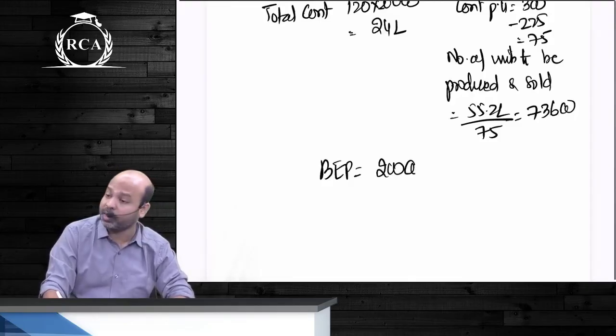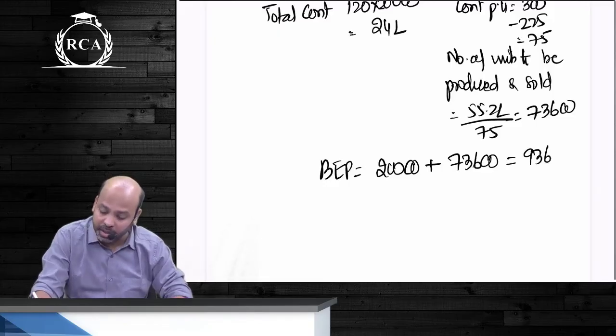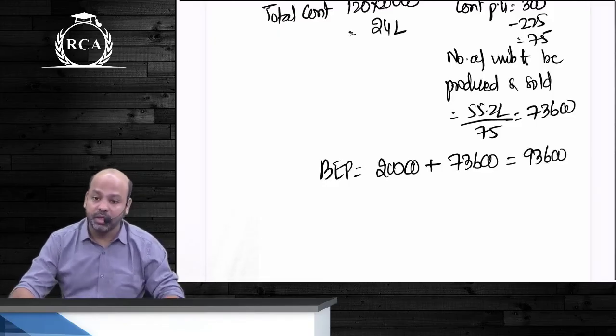20,000 opening stock पहले बेचना है. फिर current year में I have to produce and sell 73,600. My break even point 93,600. This is why sales is irrelevant. सब समझ में आ गया देखो.